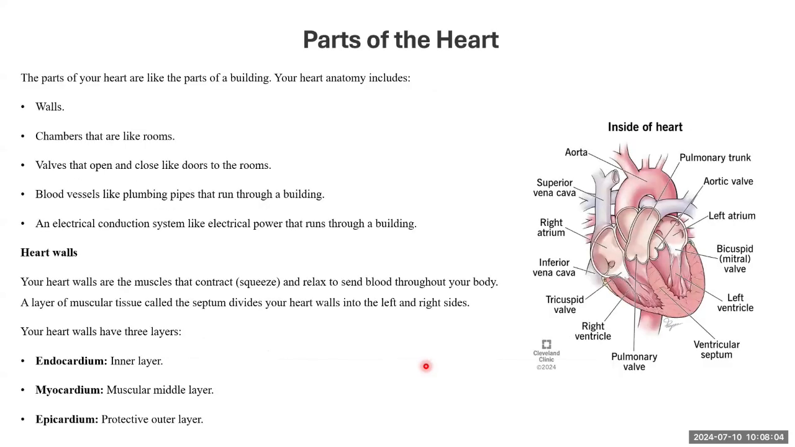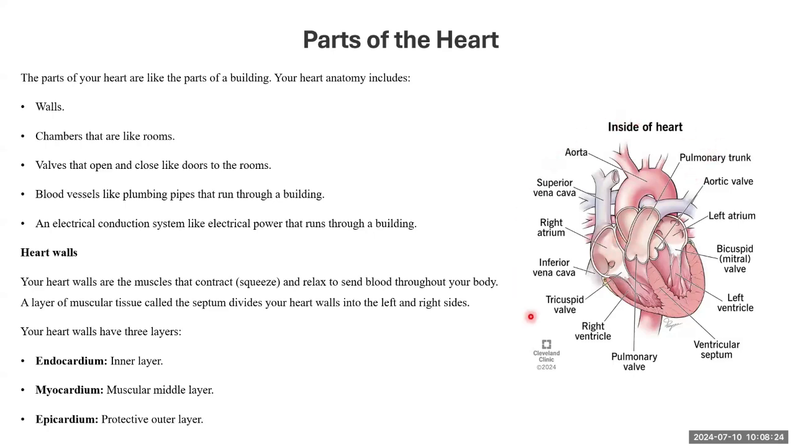So what are the parts of the heart? Basically, it's more like a chamber with walls and small cavities that we name as chambers. There are valves, there are blood vessels that directly enter and exit, and there is an electrical conduction system.